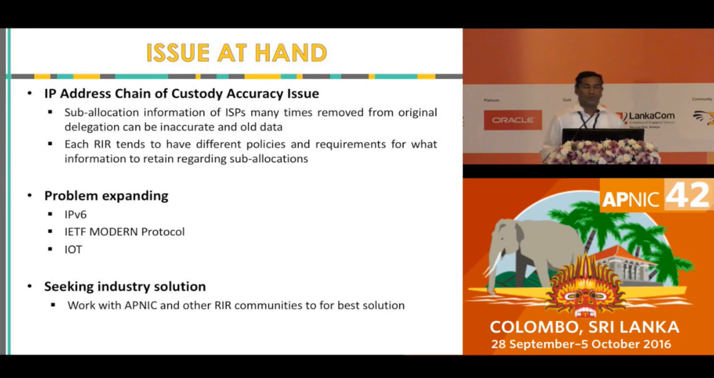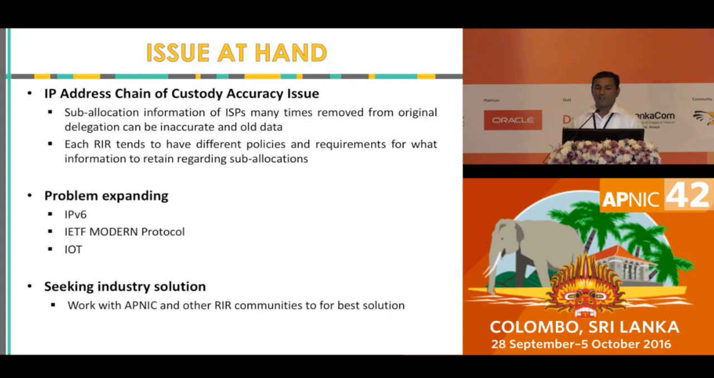Then come the issues. Here we see that IP address chain of custody and accuracy is one of the major issues that we have. I think you may understand that when it goes to the courts, we need to prove the crime beyond reasonable doubt. To prove it, the chain of custody and the accuracy of the information is very important. Otherwise, the court will definitely refuse our evidence or information. Therefore, it is very important to have accurate and reliable data.